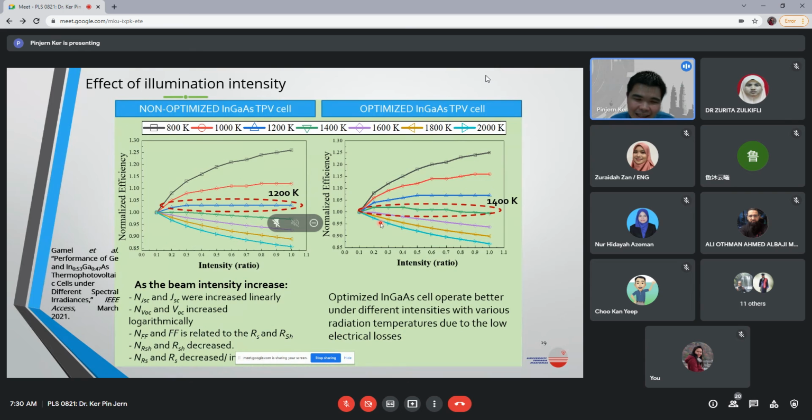Obviously, in that, again, I won't go into detail. You want to look at how you can fully optimize your series resistance and also the shunt resistance of your cell so that your fill factor will not be affected that much with increasing intensity, so that when you have an optimized InGaAs cell with an increase in intensity, you get the optimized efficiency of the cell that you have.